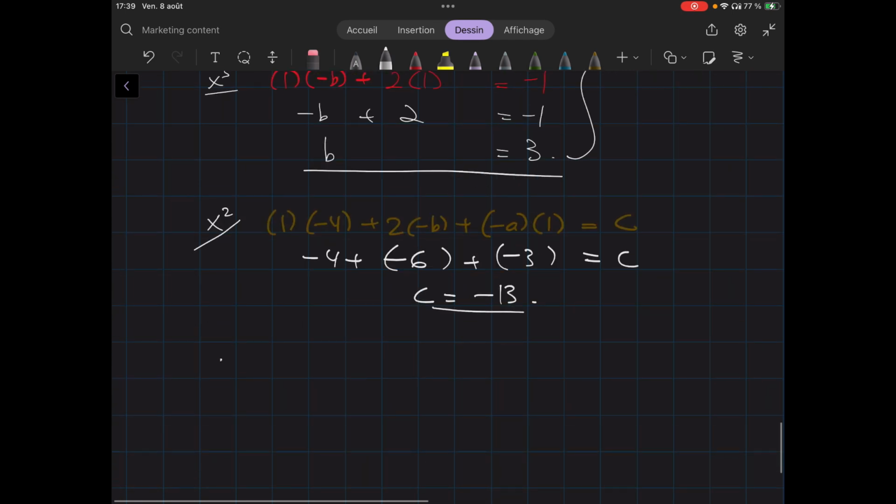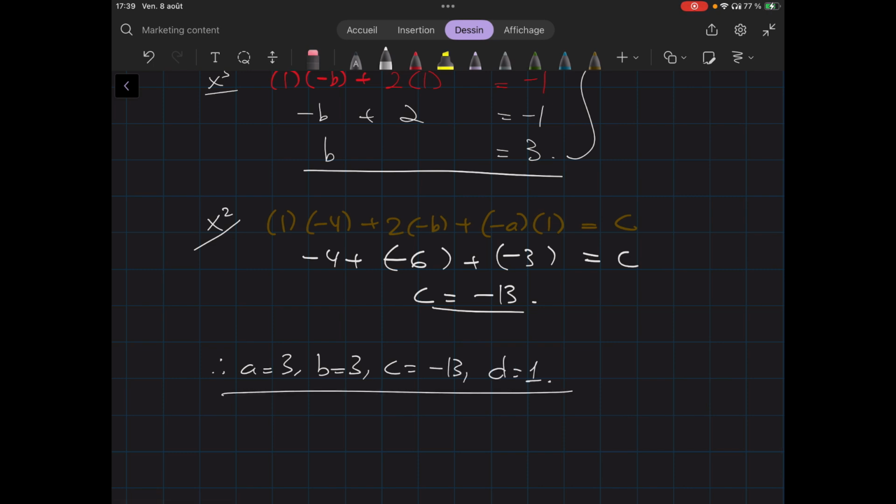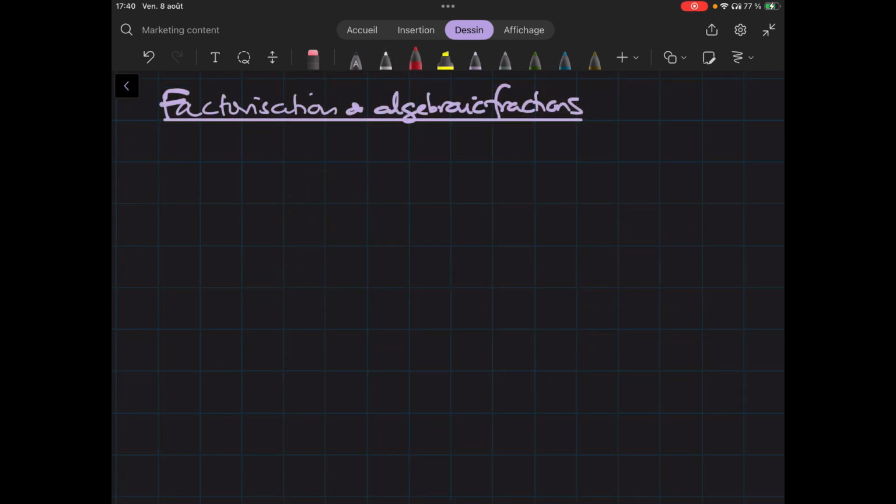Therefore, a is equal to 3, b is equal to 3, c is -13, d is equal to 1. That is the end of Standard 2. Standard 3 is on factorization and algebraic fractions. So for factorization, you should know the difference of squares. You should also know that a squared plus 2ab plus b squared is equal to a plus b squared. And a squared minus 2ab plus b squared is equal to a minus b squared.